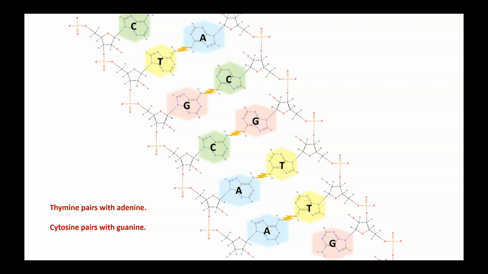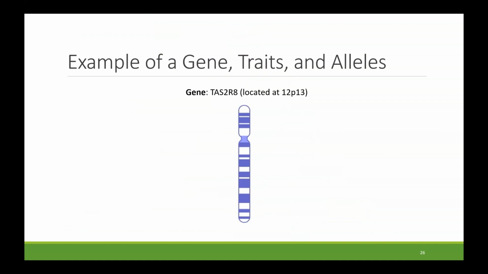So let's take all this information and put it into the context of a specific example now. So humans have a gene in their DNA known as TAS2R8. And this gene is located on chromosome 12 on the P arm, which is the petite arm, the small arm, and position 13 of the petite arm. This segment of DNA determines whether a person is able to taste a chemical called phenylthiocarbamide, also known as PTC.